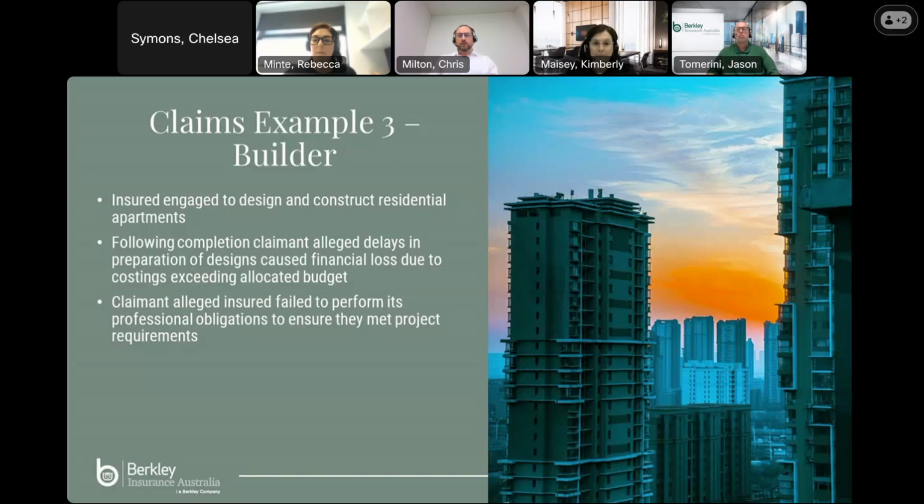The insured notified the circumstance within the policy period and the indemnity was subsequently granted. The matter was ultimately settled for approximately $2 million, and that included expenses. So a fairly costly one there. Next slide, please.